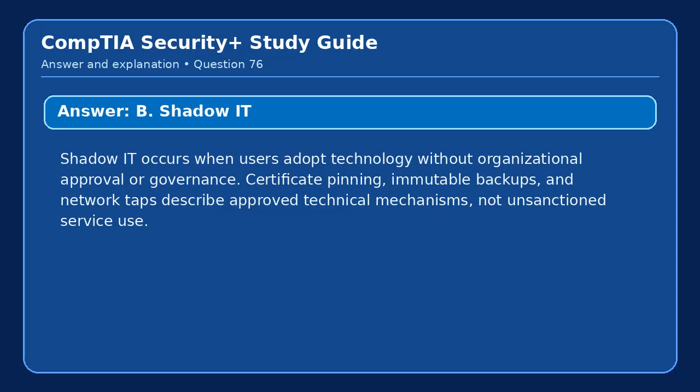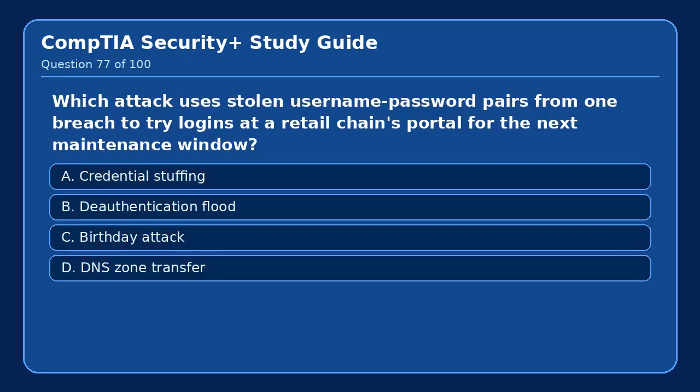The answer is A. Pass the hash. Pass the hash uses captured password hashes as authentication material in compatible environments. ARP inspection and key stretching are defenses, while rainbow table prevention describes a protection goal, not the attack.